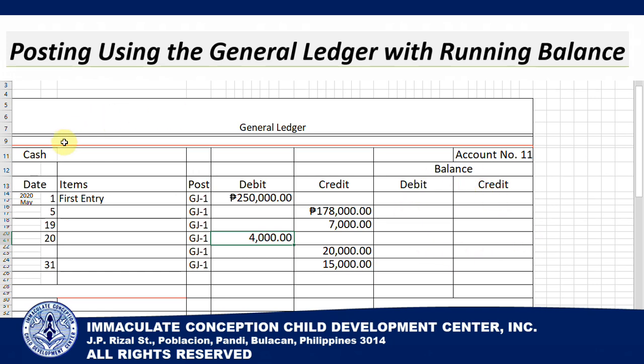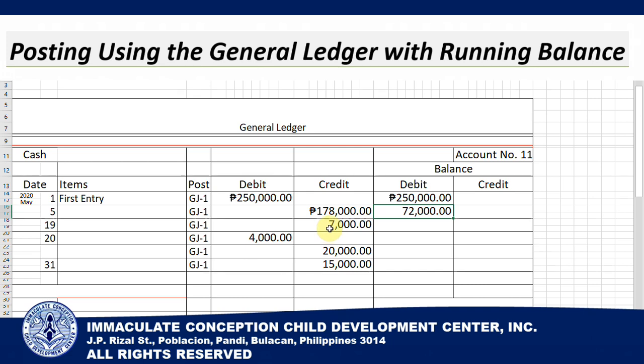Now, let's proceed to the balances, if it is debit or credit. We all know that cash is under asset, and the normal balance for asset is debit. So the normal balance of cash is debit. So we are going to put the first amount here in the debit side, that is 250,000 pesos. Since the next amount is under credit side, 178,000 pesos, we need to deduct 178,000 pesos from 250,000 pesos, and that is 72,000 pesos.